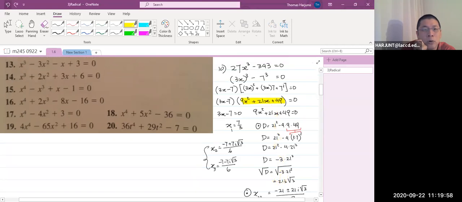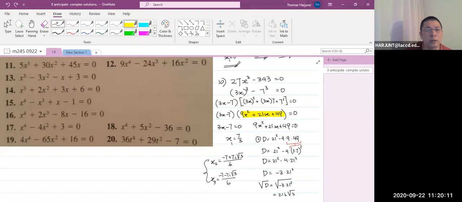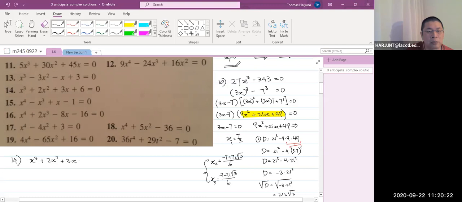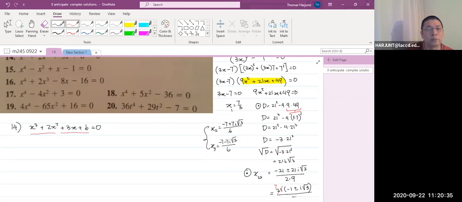Let's go on to number 12, just factoring again. Number 14, still factoring. Don't get me wrong. Number 14, for example, is still factoring. x cubed plus 2x squared plus 3x plus 6 equals 0. This is still factoring, but we will do the factorization by grouping.